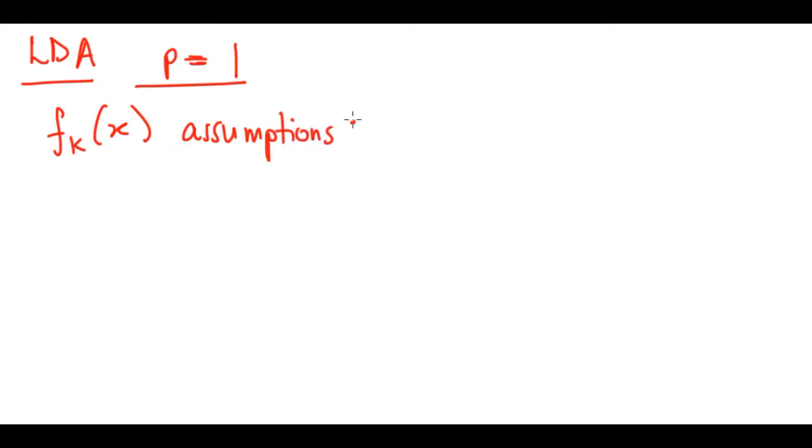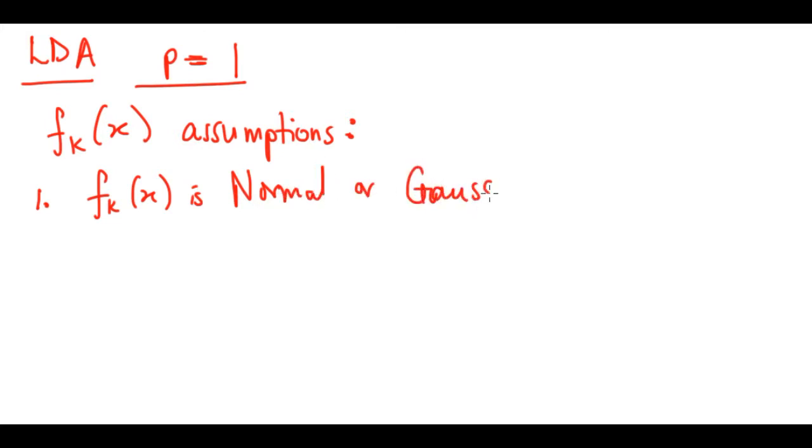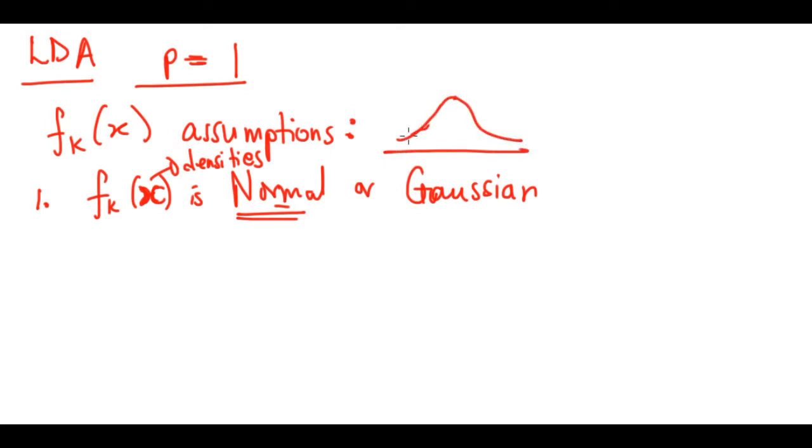First assumption, we're going to assume that f_k(x) is normal or Gaussian. So it's from a normal or Gaussian distribution, right? It's normally distributed, that is the easiest way to say it. You remember these densities. Let's assume that our densities in all classes are normally distributed.